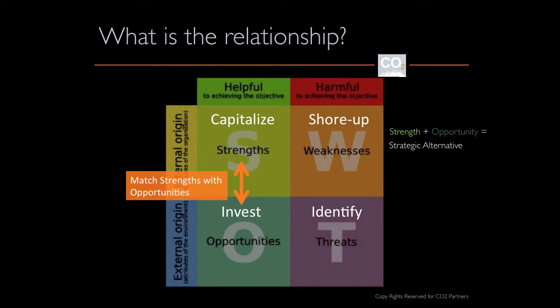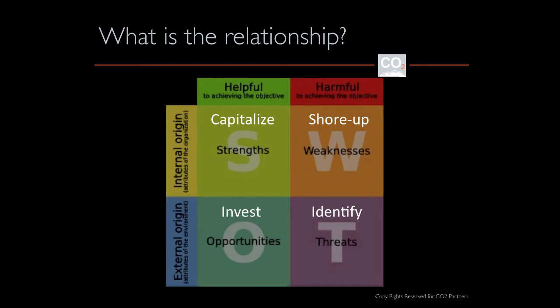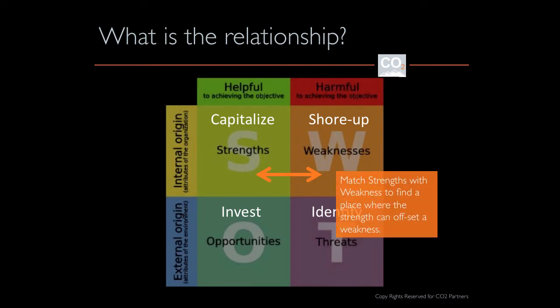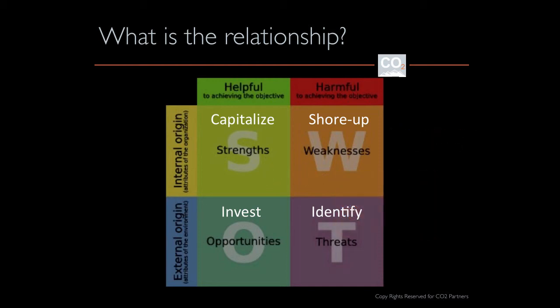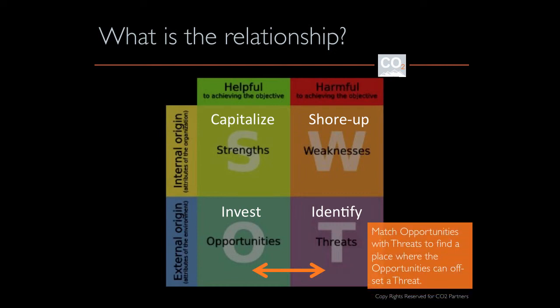So let's take a look at another relationship. This relationship is between strengths and weaknesses. What we want to do is match the strengths with weaknesses to find a place where the strengths can offset a weakness. So think of it this way: strength plus weakness is a strategic alternative. So next we're going to explore the relationship between opportunity and threats. Here we want to match the opportunities with threats to find a place where the opportunities can offset a threat. So opportunity plus threat equals strategic alternative.